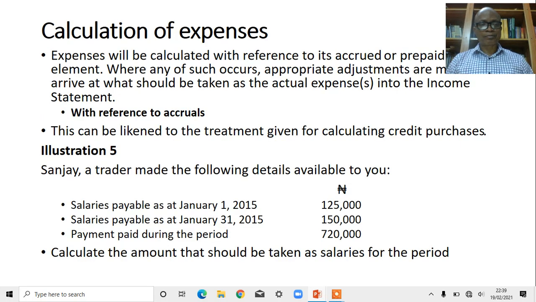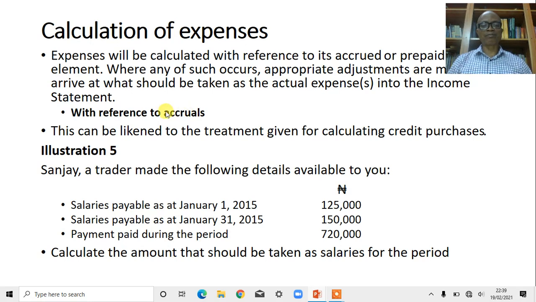Now let's look at how to calculate expenses. Of course, we know that for every entity there will be some expenses incurred in the course of running the business, or of course also making sales. Expenses will be calculated with reference to accrued and prepaid elements. Where any of such occurs, appropriate adjustments are made in order for us to arrive at what should be taken as the actual expenses in the income statement.